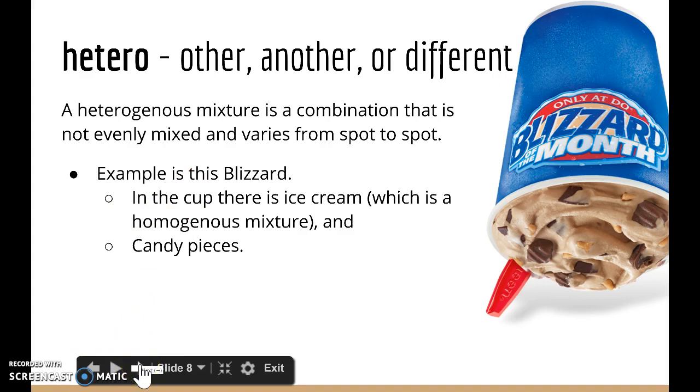Heterogeneous mixtures are going to sometimes be big and chunky like this, but sometimes they're just going to be small bits that are mixed together, but that aren't in perfect ratio everywhere. There's not a predictable pattern.